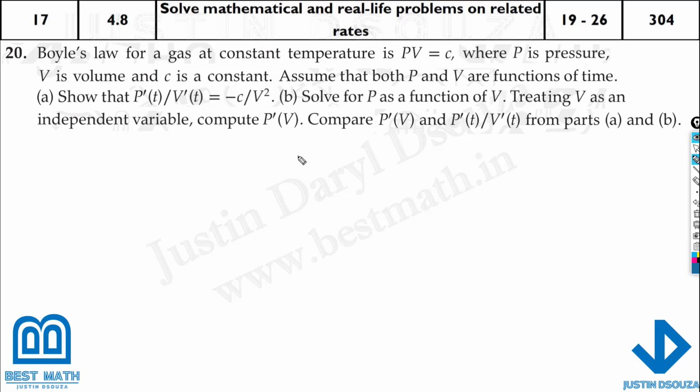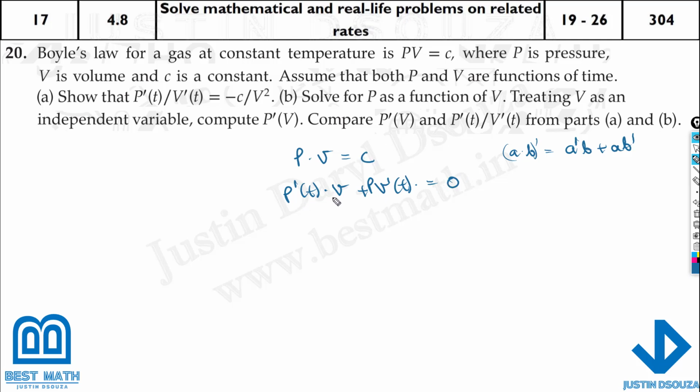So what we'll do is P times V, that is equal to C, right? We'll derive this on both the sides. Here, remember, we have to use the product rule. If you have A and B, the derivative of the product is A prime B plus AB prime. So here it's going to be P prime with respect to time times V plus V prime with respect to T times P, which remains as it is. That is equal to, what's the derivative of a constant? It's 0. It can be any number, it'll just be 0.